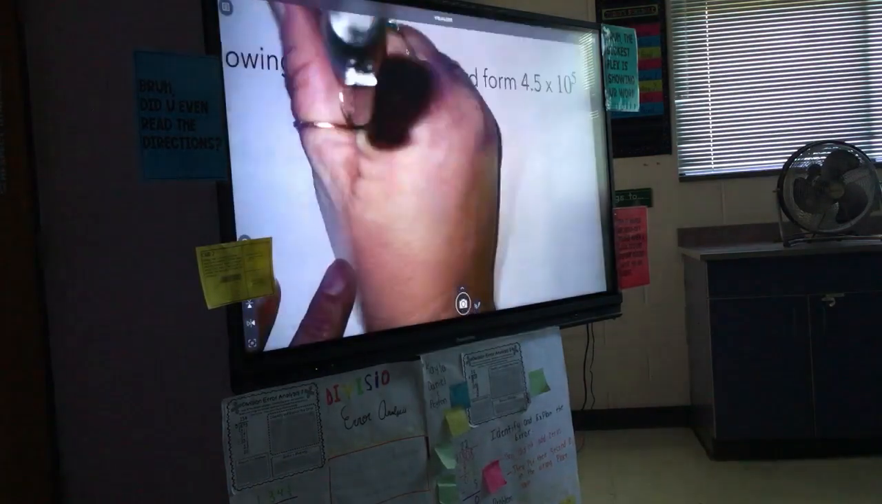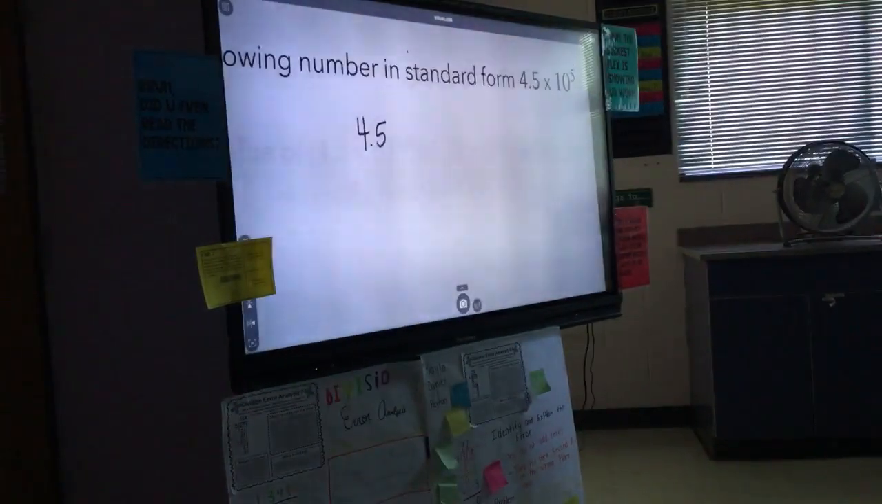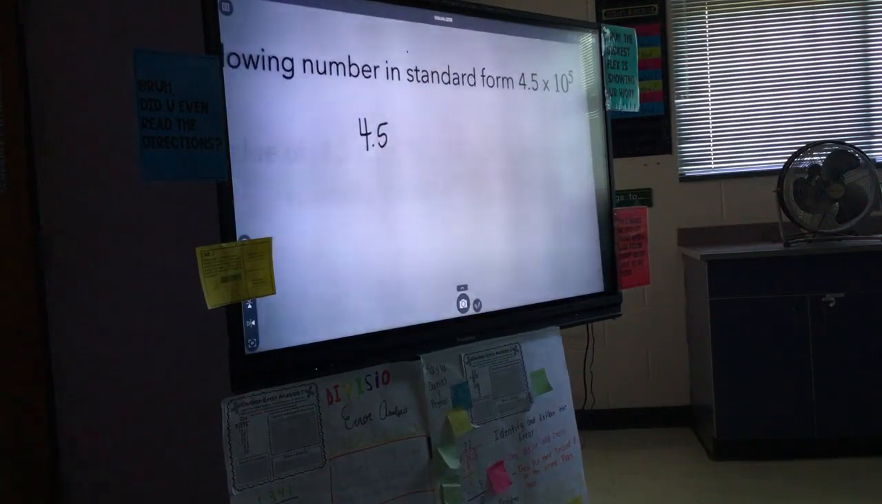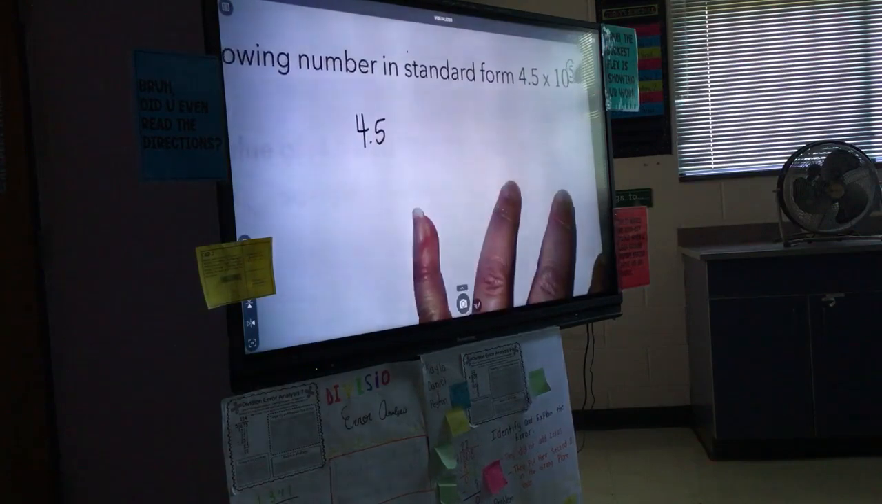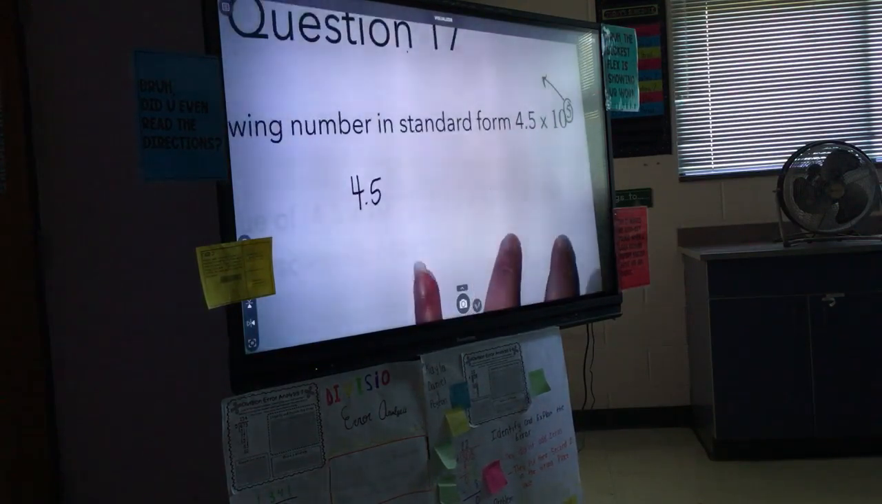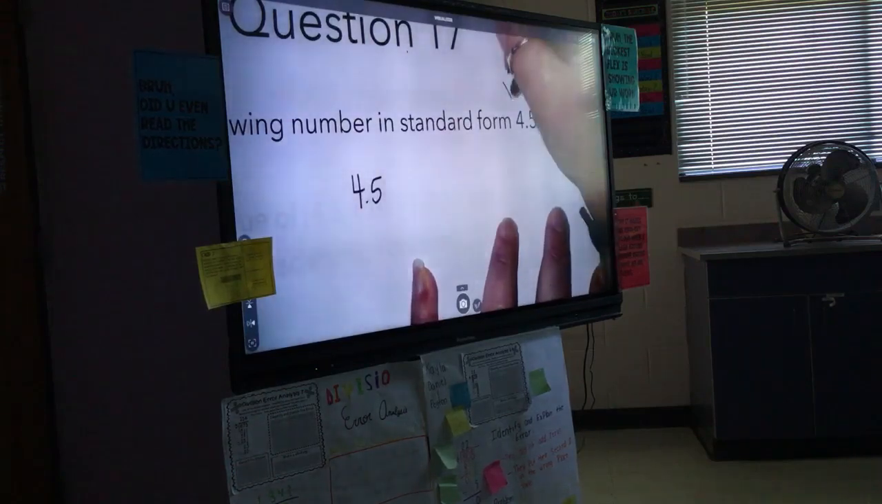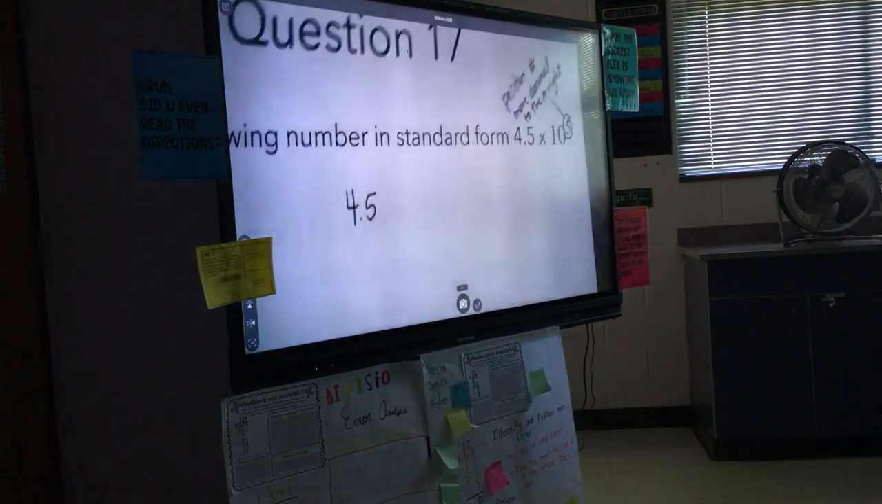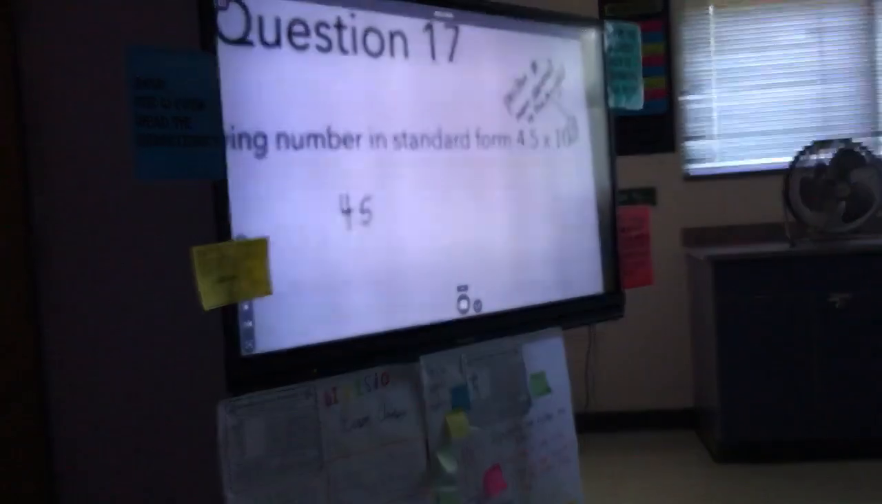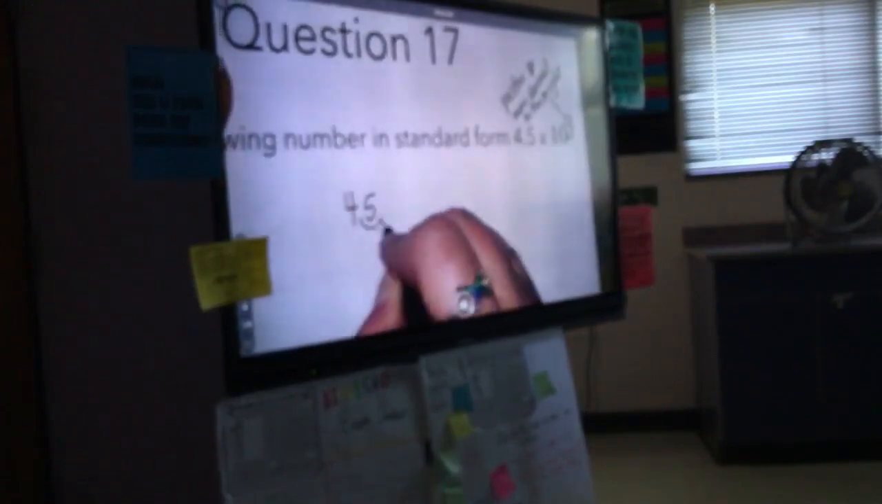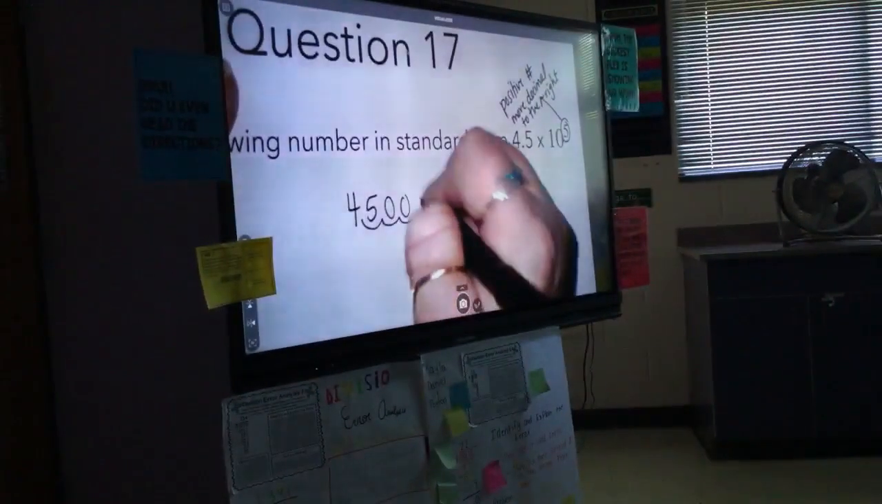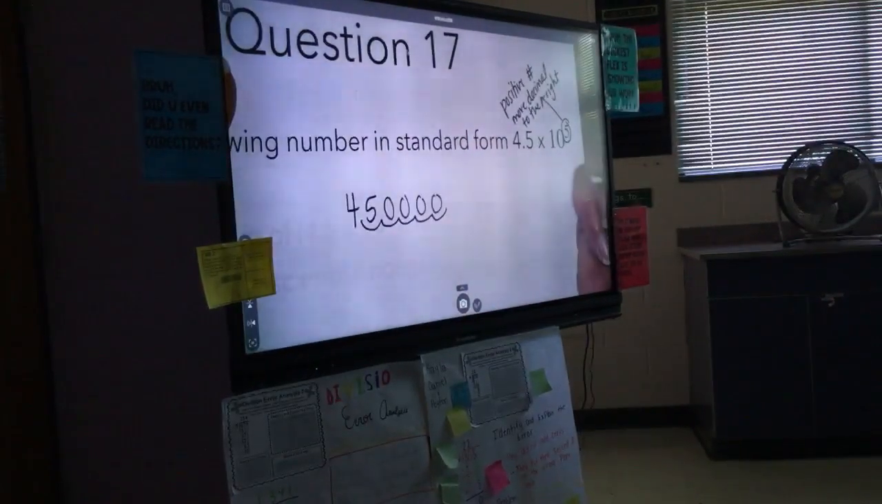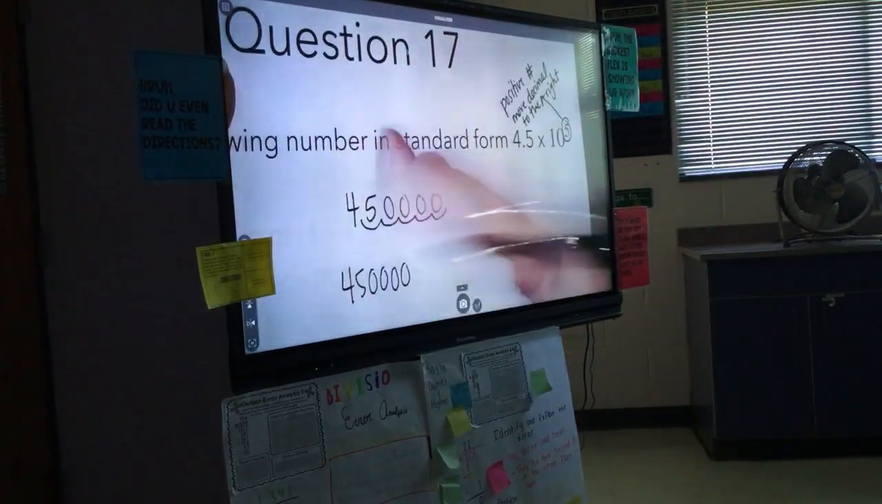All right. So someone walk me through how to solve this one, because this one should be very easy to do. Jeffrey, walk me through. What do I do? This exponent, it's positive. So which way am I going? All right, so it's a positive number for our exponent. That means we're moving it to the right how many times? 5? So you should have 4 zeros and then, so it should be 4. That should be your answer.